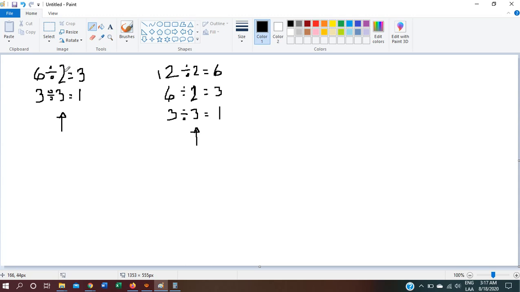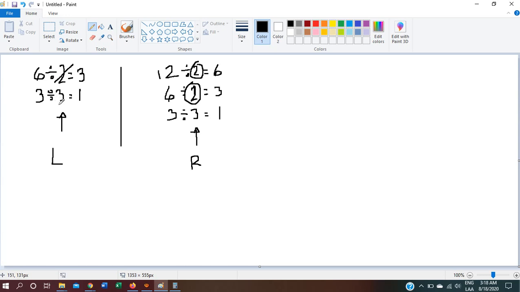Let's start with number 2. How many 2's are there on the left side, and how many on the right side? On the left there is only 1. On the right there are 2. So the right side wins, and we're going to choose these two and circle them. And this one loses. This one doesn't play anymore.